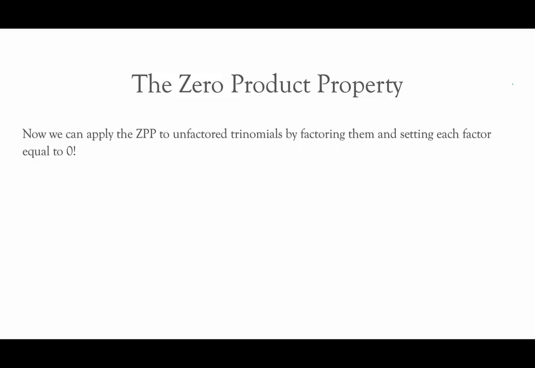All right, so now that you are a zero product property connoisseur, expert, you can apply this to unfactored trinomials like we saw in that earlier slide by factoring them first and then setting each factor equal to 0. And that's what you're going to see in the next video.